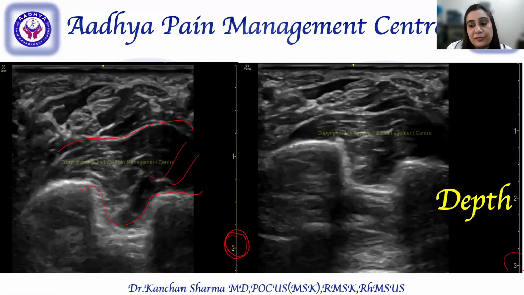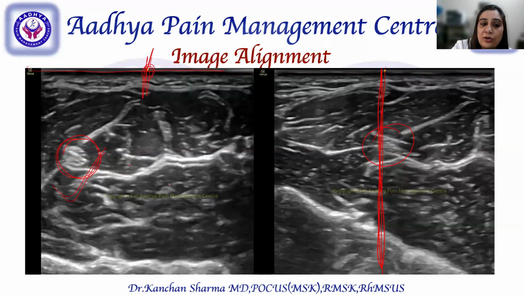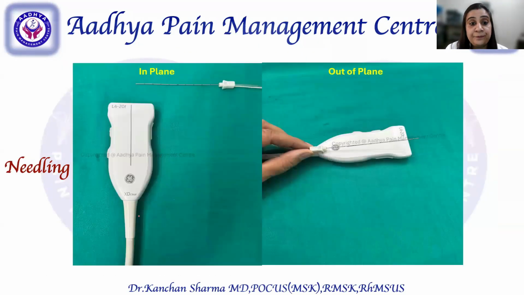I have set a depth of 3. Whenever we are scanning a structure, first of all, that structure should be visible to us very nicely. That is the first step. Second step is, you should not be having so much dead space on the screen. This is absolutely wrong. You should never be doing it, okay? Then there are two ways of performing an intervention. One is in plane and another one is out of plane.